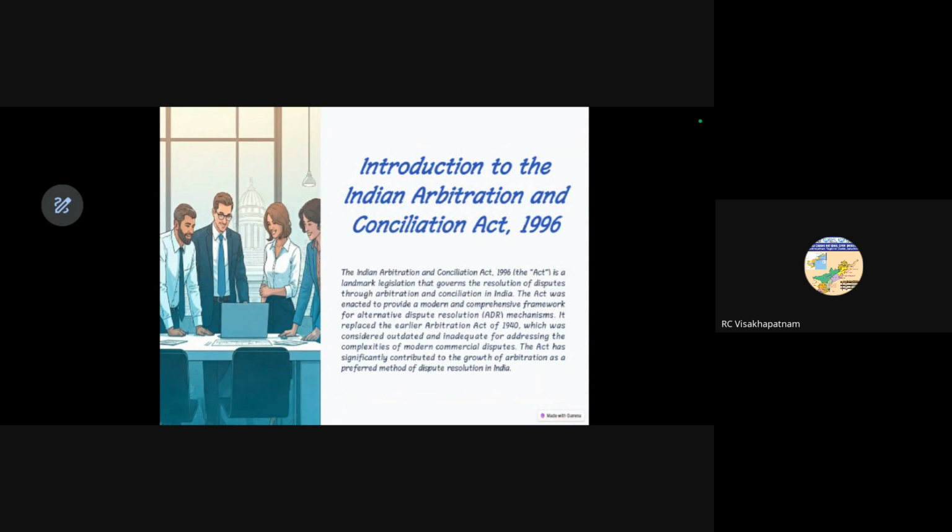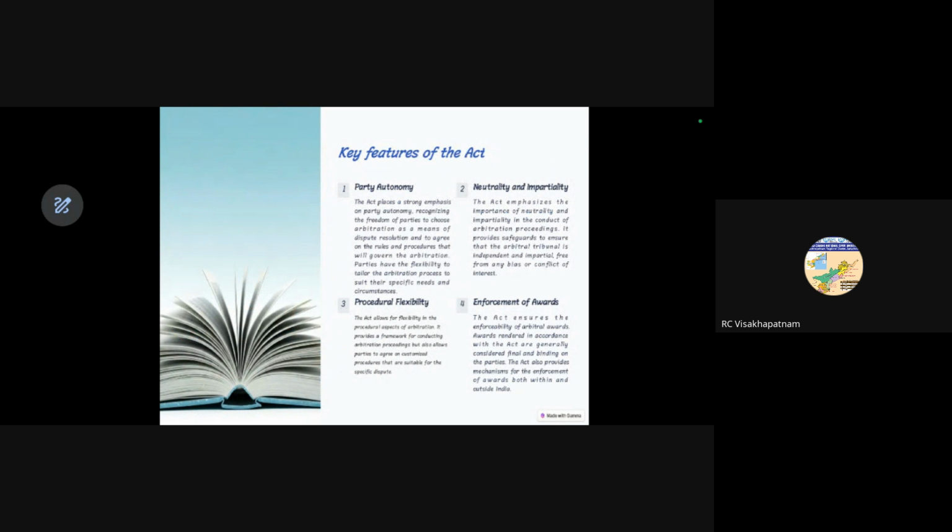This 1996 Act replaced the earlier Arbitration Act of 1940, which was considered outdated. This Act has significantly contributed to the growth of arbitration as a preferred method of dispute resolution in India. So what are the key features of the Act? Party autonomy, neutrality and impartiality, procedural flexibility, enforcement of awards.